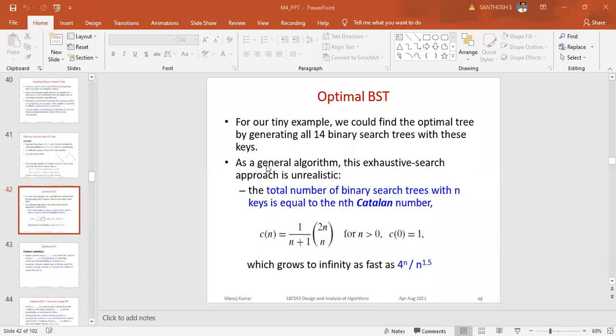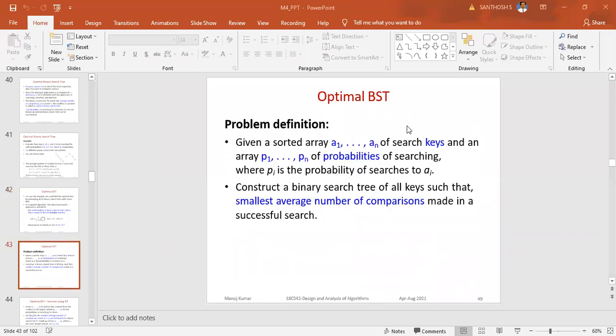As a general algorithm, this exhaustive search approach is unrealistic. The total number of binary search trees with n keys is equal to the nth Catalan number, C of n equals 1 by n plus 1 times 2n choose n, which grows to infinity as a factor of 4 power n divided by n power 1.5. Now come to the problem definition.